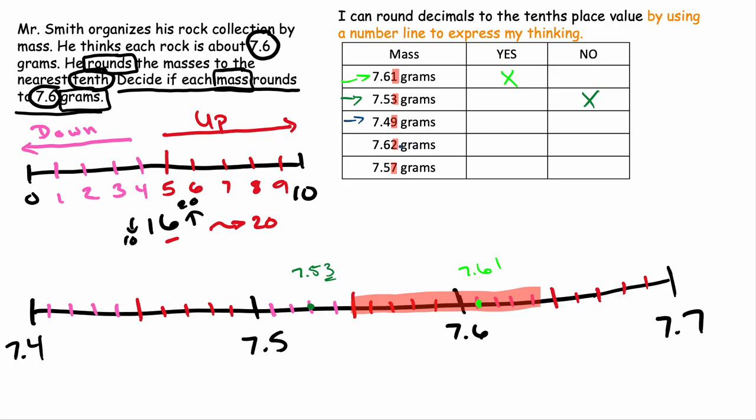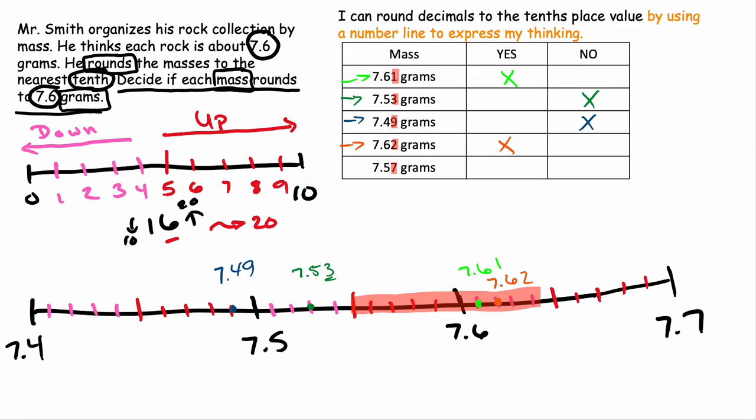Next, we'll look at 7 and 49 hundredths. Well, if 7 and 53 hundredths didn't round, I already know it's going to be no, but let's double check. Here's 7 and 4 tenths. We'll go up to 7 and 5 tenths and work our way backwards. So there's 7 and 49 hundredths. That is well outside of our range, so that's a no. Next, we'll move to 7 and 62 hundredths. It's right next to 7 and 61 hundredths, so that will be a yes. That will round to 7 and 6 tenths.